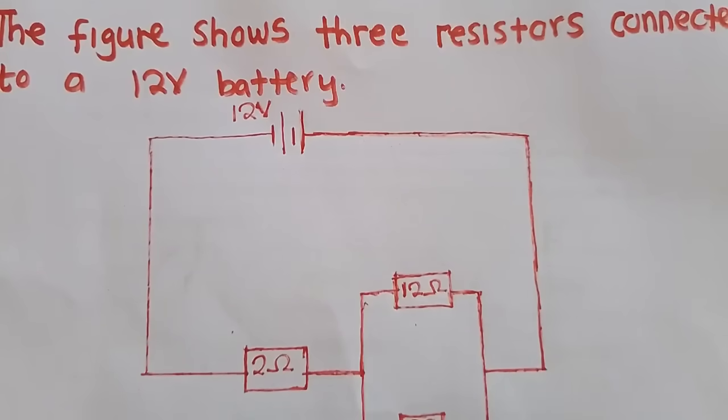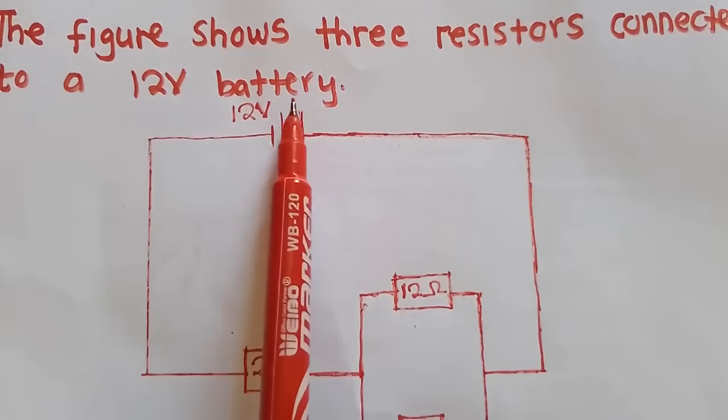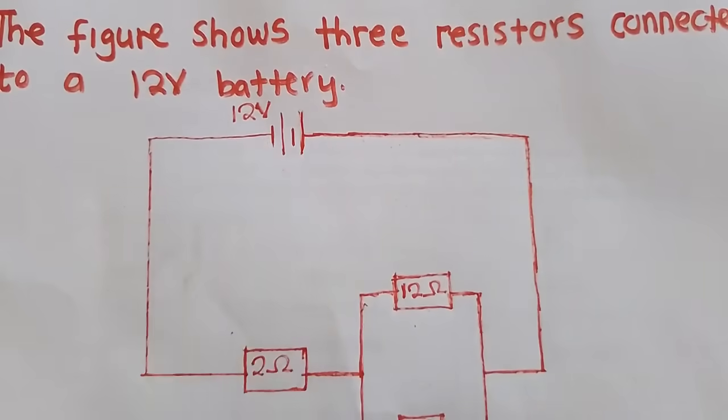This question under physics that we want to solve is falling under current electricity, where you get to do calculations. The question says the figure shows three resistors connected to a 12 volts battery. This is a 12 volts battery, and this is the circuit diagram that we are given.